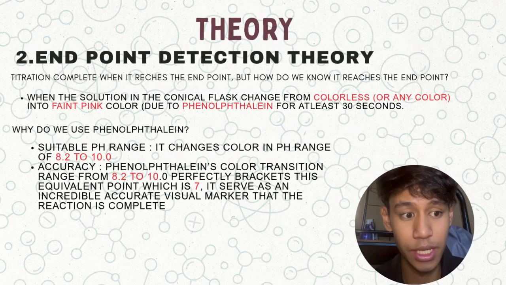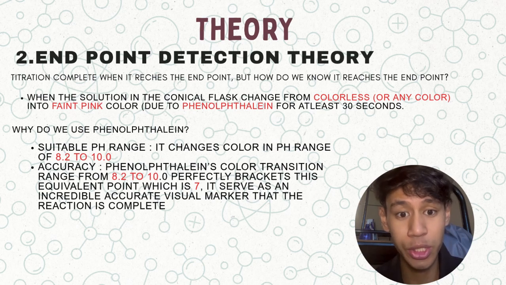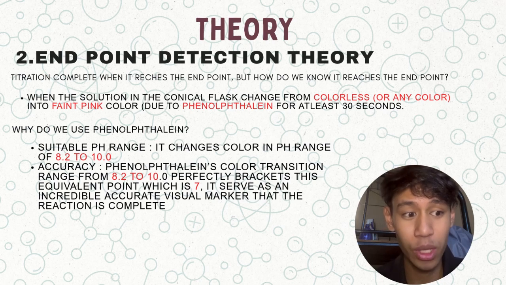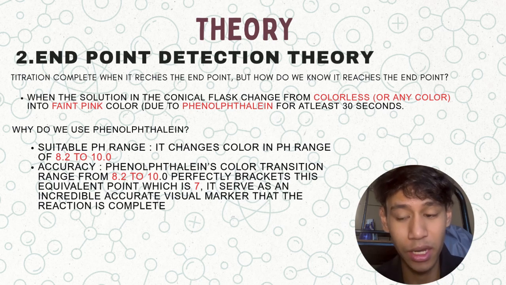So the second theory is the endpoint detection theory. Titration is complete when it reaches the endpoint, but how do we know that it has reached the endpoint? When the solution in the conical flask changes from colorless into a faint pink color, due to the phenolphthalein reaction, for at least 30 seconds.